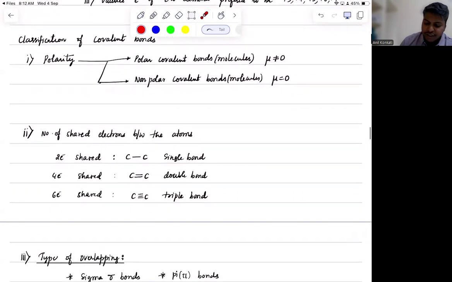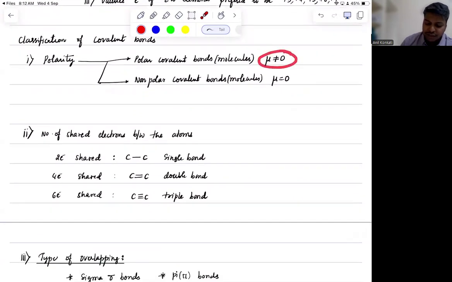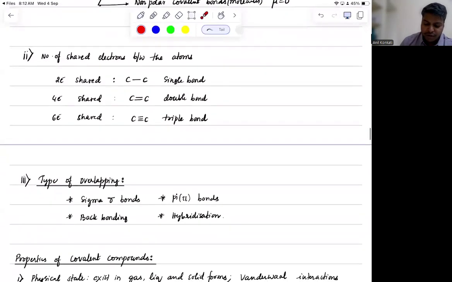Okay. If the dipole moment is non-zero, it is a polar covalent bond. If it is zero, it is a non-polar covalent bond. Number of shared electrons between the atoms: if there are two electrons, we write it as a single bond. Four electrons, double bond. Six electrons, we write it as a triple bond.